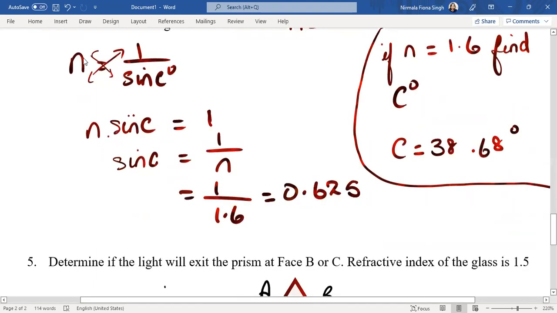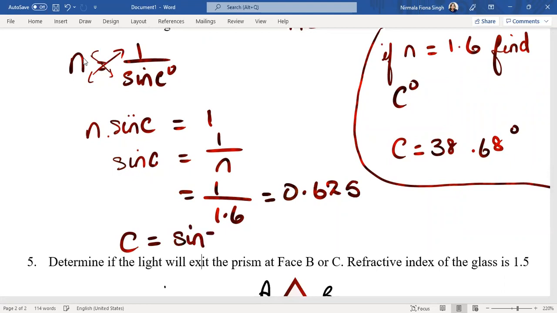As I said, it's not a very long number, so we can use the whole number. To get c, all you're going to do is use second function sine of 0.625. When you work that out to 2 decimal places, you're going to get 38.68 degrees. Please try it with the calculator, see if you're getting it. Don't just watch the screen.